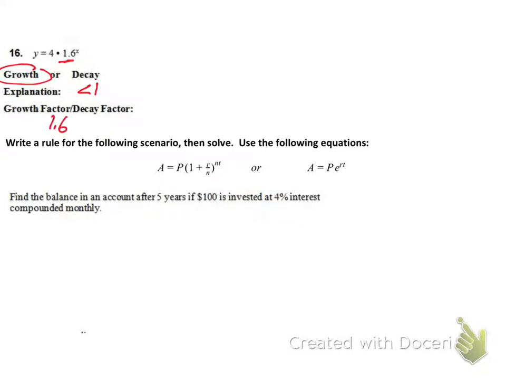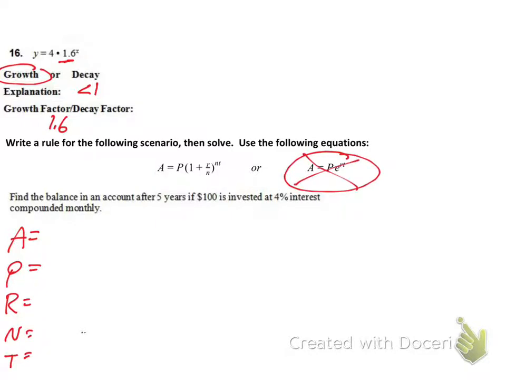Write a rule for the following scenario, then solve. Use the following equations. So if I'm looking at just this one right here, I need to know what my A, P, R, N, and T are. Now, obviously, it doesn't say compounded continuously. If you see the word continuously, you got to use that equation. But we're not using that one. So we don't know what my A is.